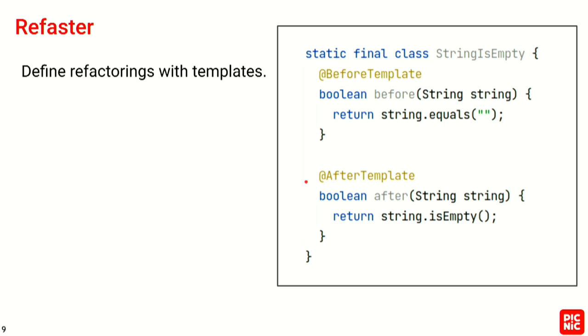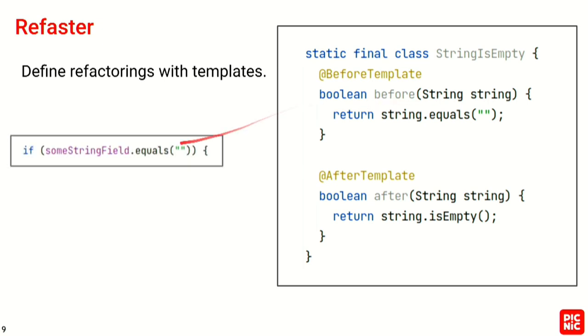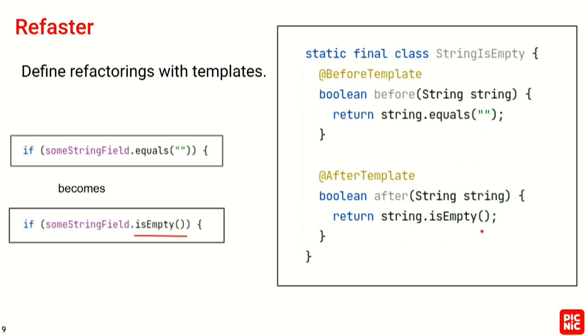So what this means is that when we are going to analyze the code, we want to go over all the expressions in the code base that are of type string. And then what refactor does, it puts it in here. So for example, let's say we have an arbitrary if statement with a string field. It means that that string field will be put in here. And then we are checking if dot equals empty string is used here. Well, that is the case. So it means we have a match. And then when we run this rule, it will rewrite it to the content given in the after template. And that is the dot is empty operator.